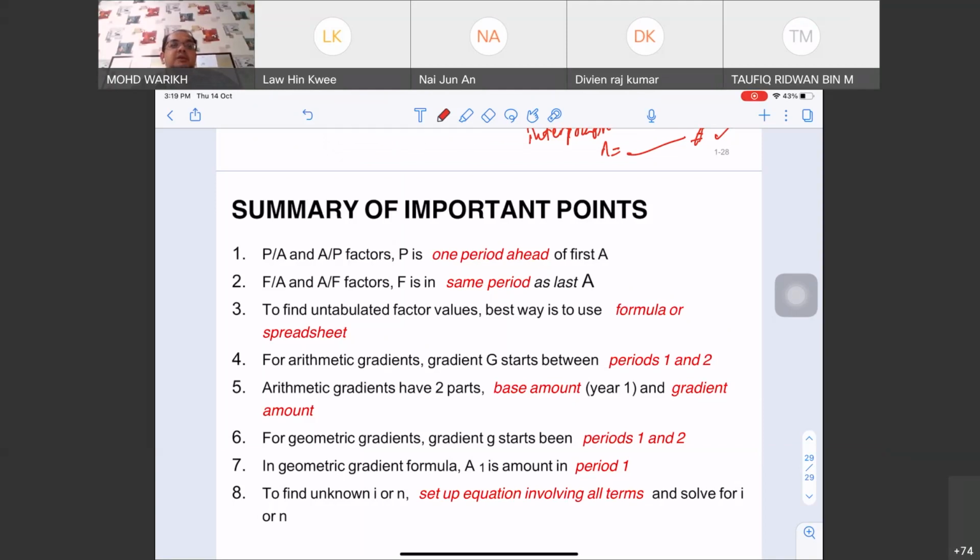Alright, tomorrow we have a tutorial. It means we have a class at 3 o'clock, after Friday prayers. Insyaallah we will try to spend 1 hour to do our tutorial. So anything else before we dismiss class?